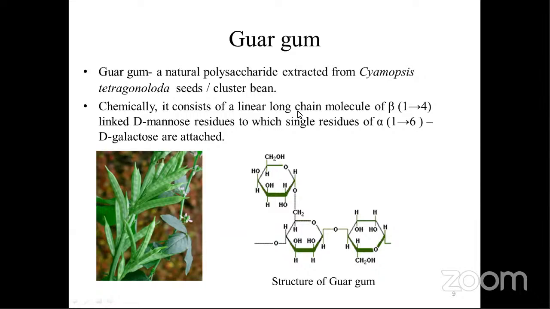it consists of a linear long chain molecule that consists of mannose residues and D-galactose. So this has galactose residues. The galactose residues in guar gum target the asialoglycoprotein receptor of liver. So this is my hypothesis. So that is the reason why I chose this nanocarrier.